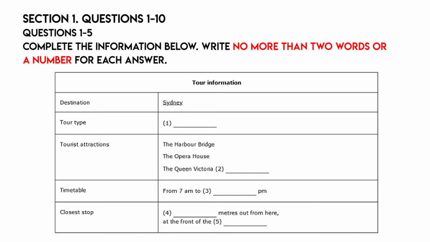Hello, Mr. Smith. How can I be of assistance today? Good morning. I would like to book a tour to Sydney. The man answers the question. Tour to Sydney. So the word Sydney has been written on the top of the form.